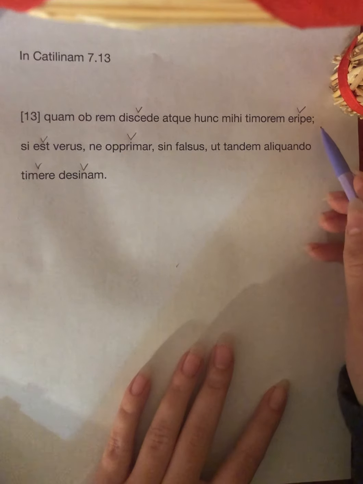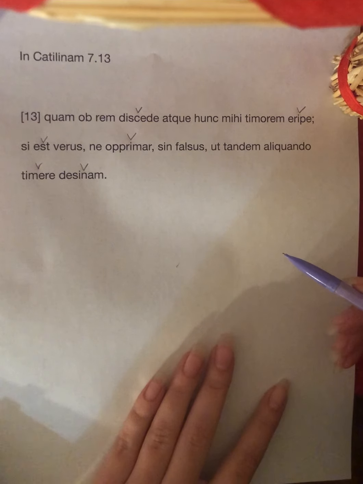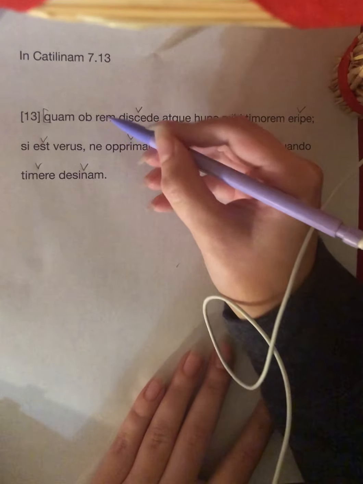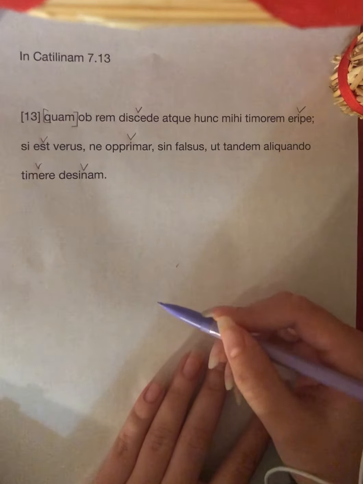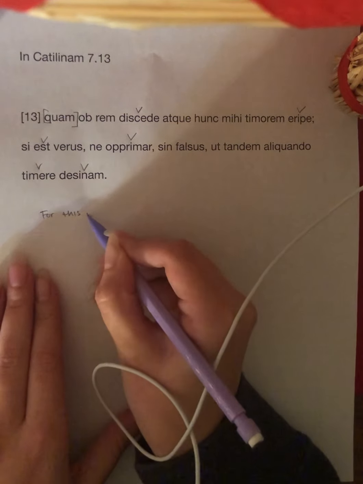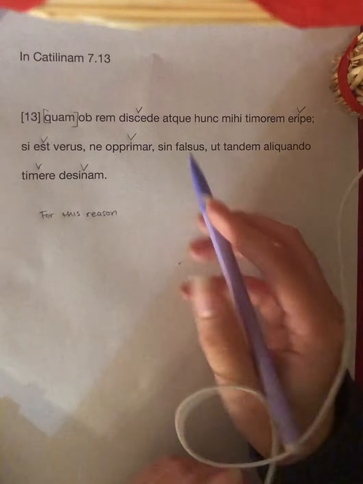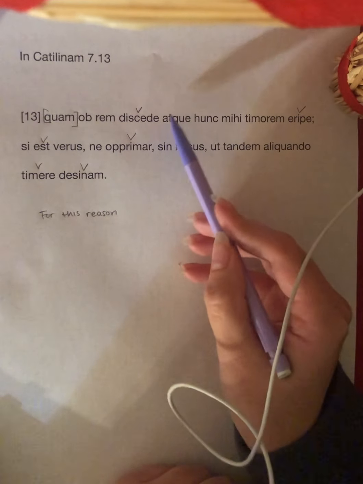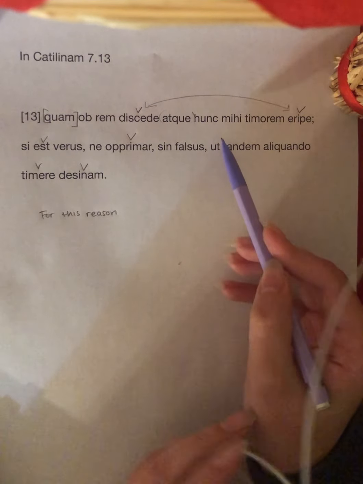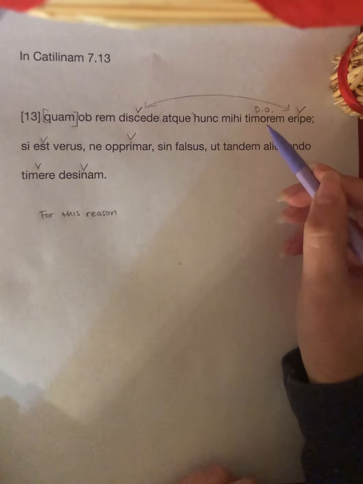And so we can start with this first clause here, quam ob rem discede atque hunc mihi timorem eripe. So we have this first little bit, this quam right here, which we can write as for this reason. And so we have our two verbs, and there's an and here, so that will connect both of those. And then here is timorem, which is the direct object.